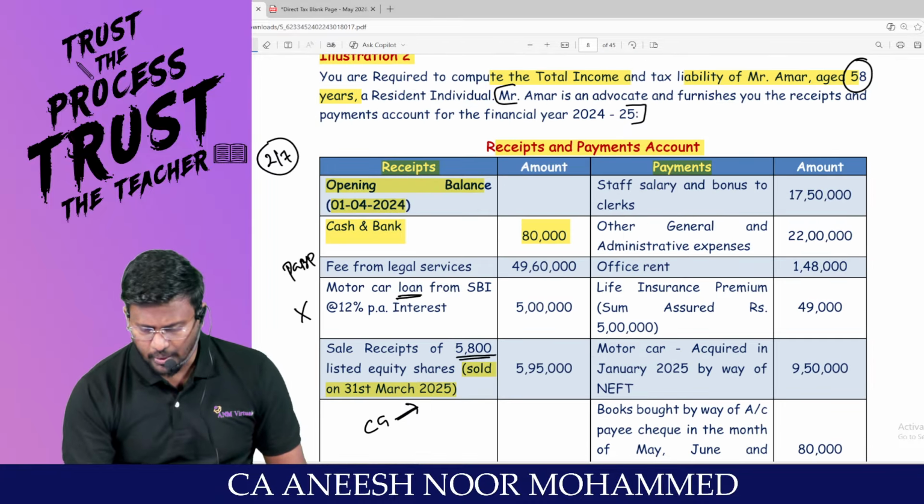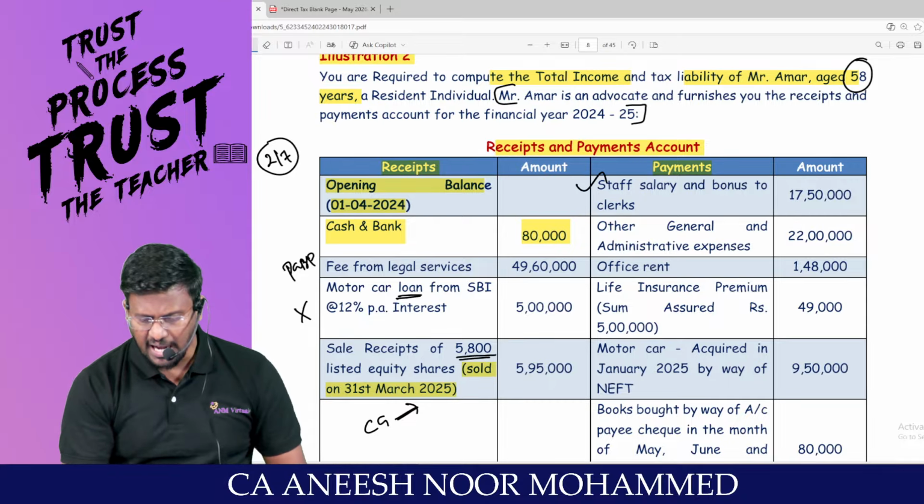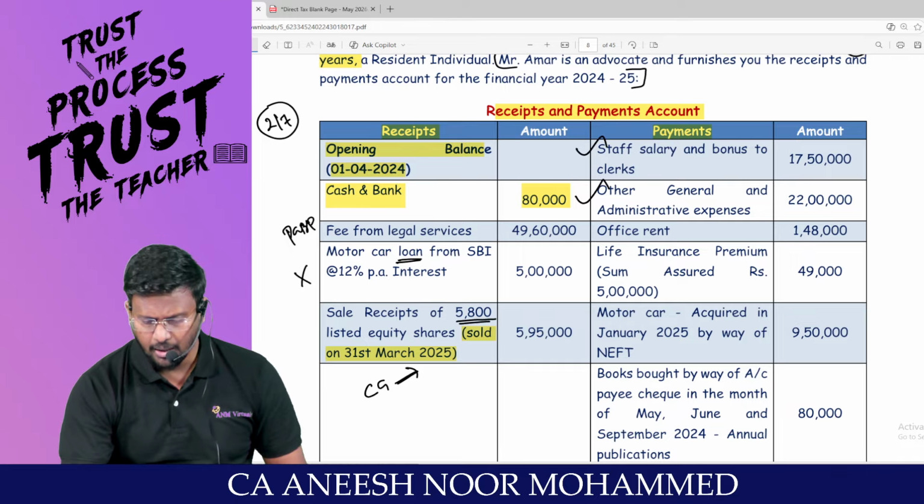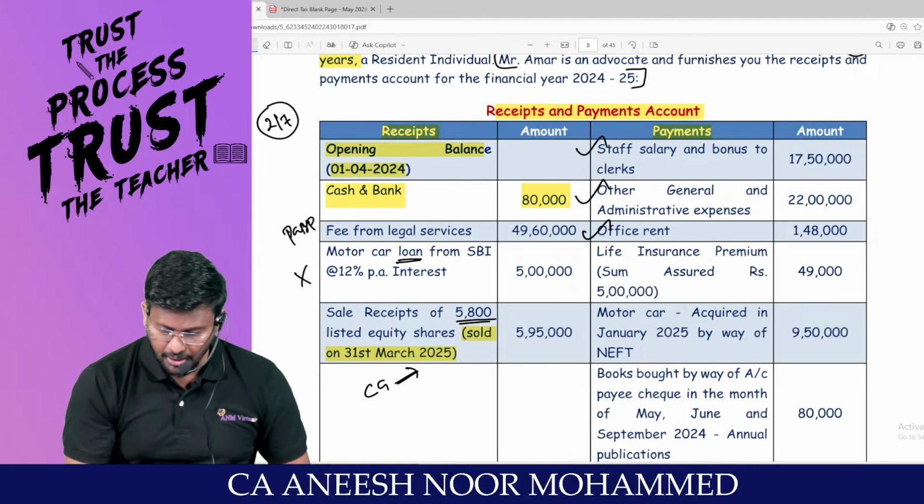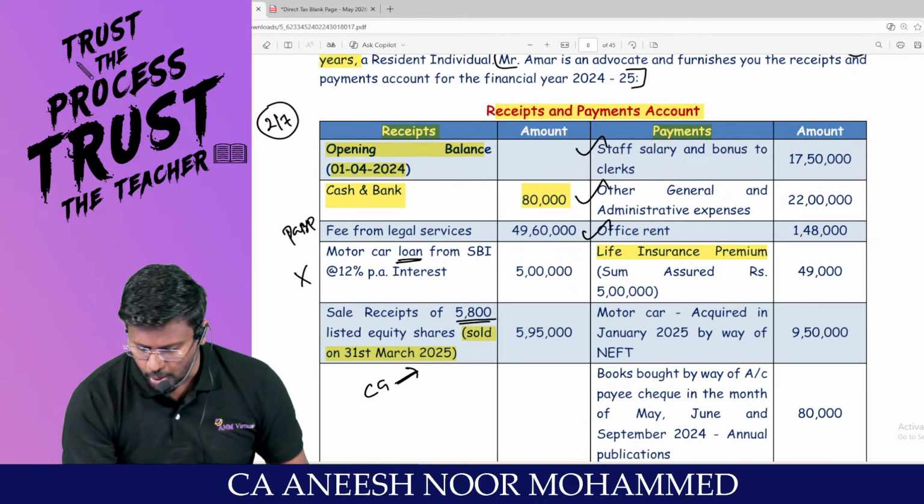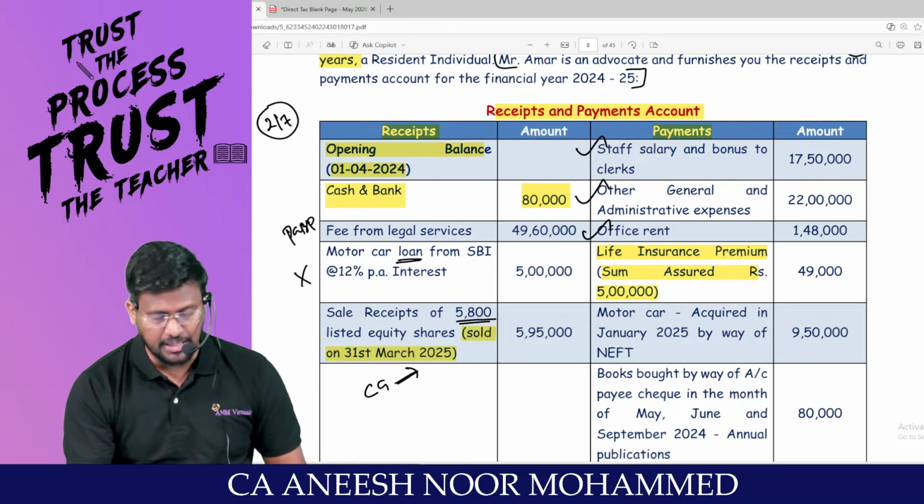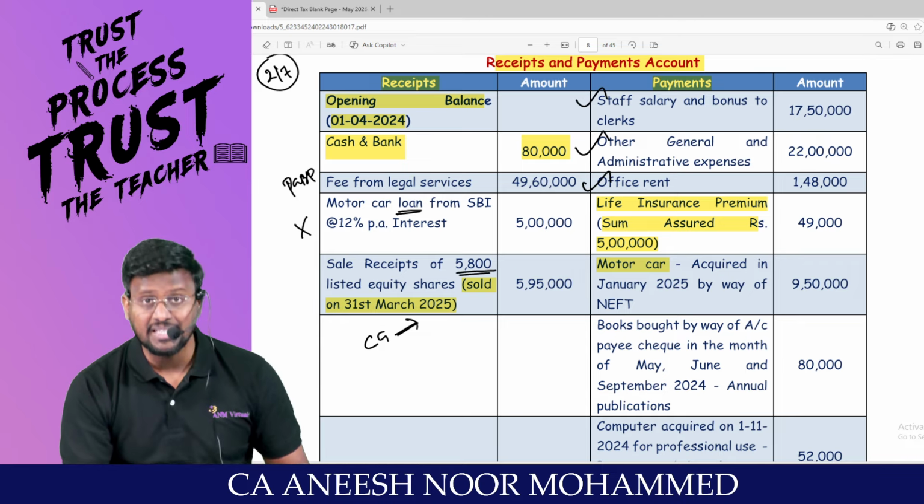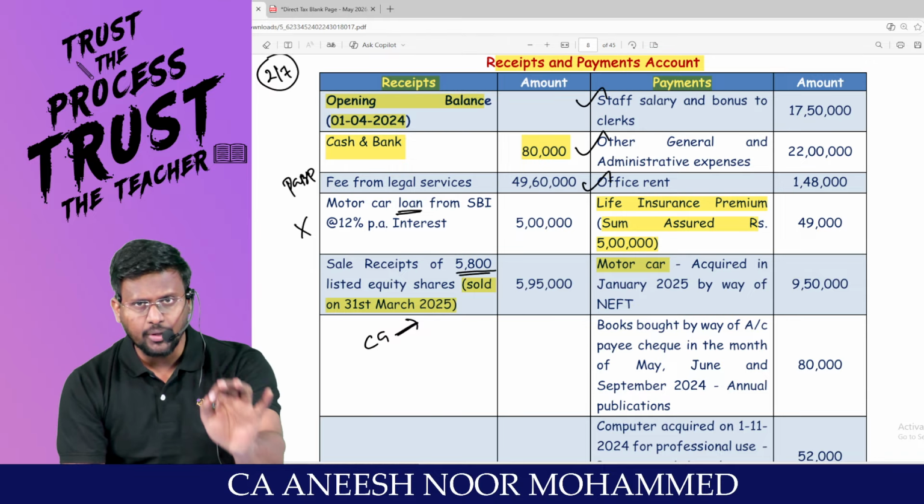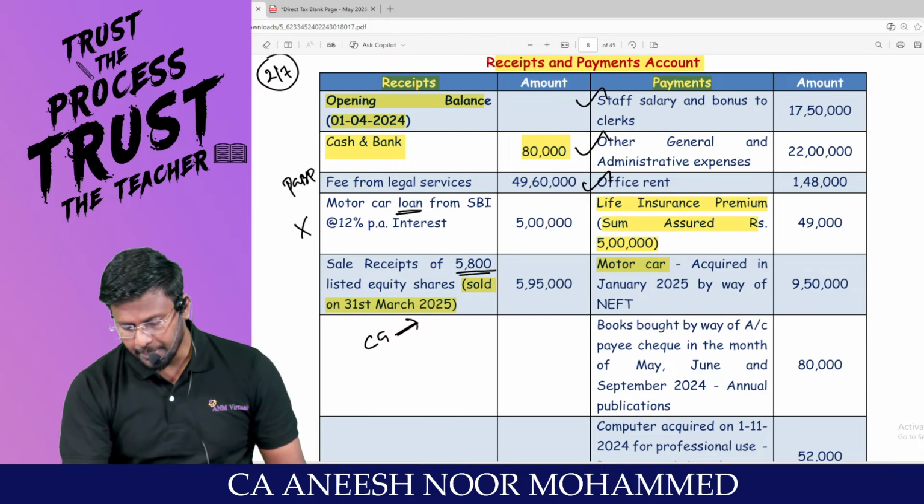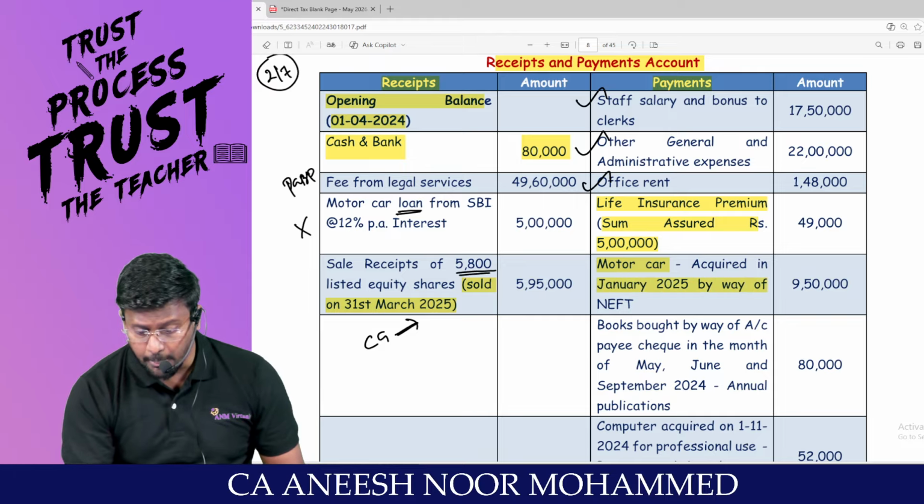My dear lovable students, staff salary and bonus to clerk, PGBP income. Other general administration, PGBP. Office rent, PGBP. Life insurance premium, you can claim it as deduction under 80C. Motor car is a capital expenditure. For that, you are entitled to claim depreciation. Acquired in January by way of NEFT.